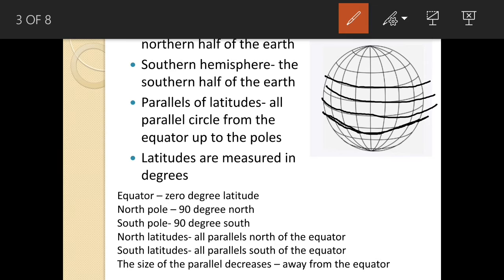Consider this as the equator which divides the globe into two equal halves. In this equator region, the size of the parallel is greater than the size of the parallel at the poles. On moving from the equator to the poles, the size of the latitude decreases. You can see here the length of the latitude decreases when moving from the equator to the poles in both hemispheres.